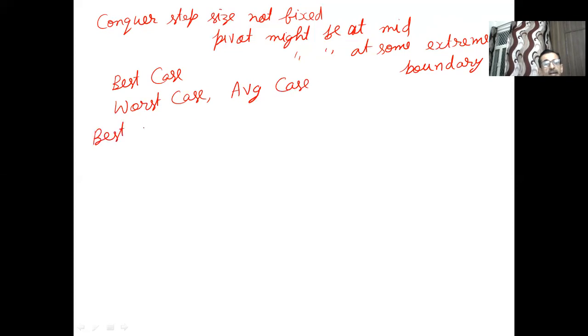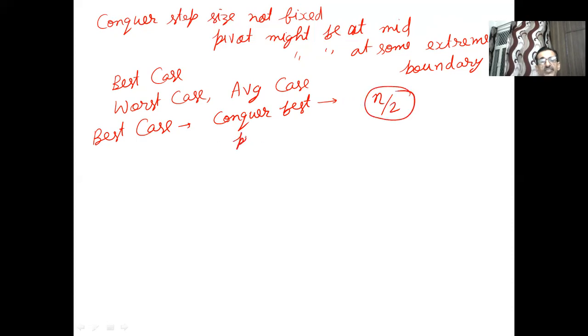Best case. Best case will mean my conquer should be best. Conquer best will mean that both calls should be with the smallest possible size. Smallest possible size for both can be n/2. That will mean the pivot must reach the mid always, in every call, in every recursion.